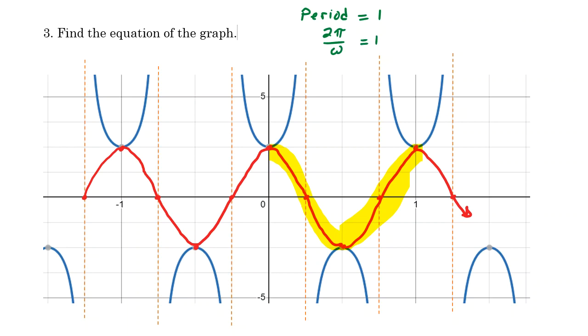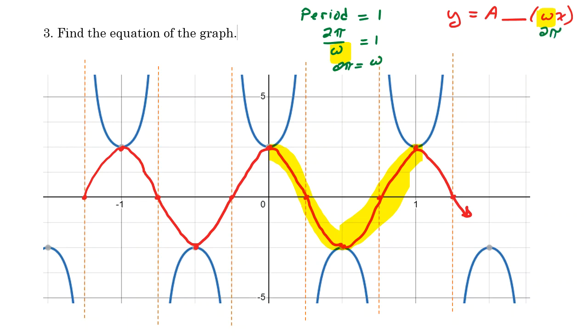So maybe we should write this out. What we're trying to figure out for this red graph is omega and a. So it's going to be a, and then either sine or cosine, we'll figure that out in a second, of omega x. So we're trying to figure out the values of a and omega right now, and that's going to come from the period. So if we multiply both sides by omega, we get 2 pi equals omega. All right, easy peasy. So omega is 2 pi.